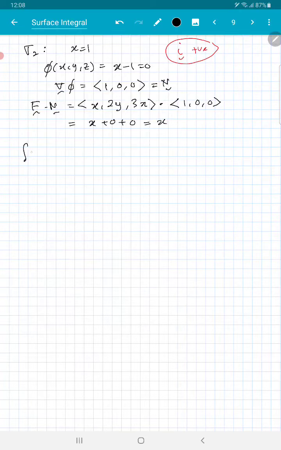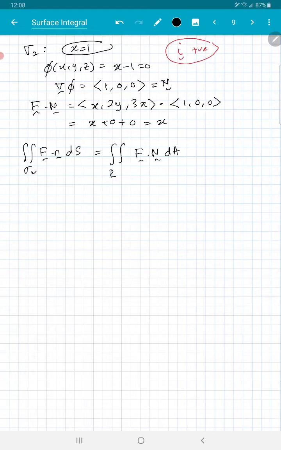So now we can evaluate the flux. F dot unit normal vector n, integrated over surface sigma. What we do is we project our surface sigma onto region R, and then n dS will be replaced by n dA. Since our surface is given as x as a function of y and z, we're going to project this onto the yz plane. We already calculated F dot n. This is equal to x over region R, which is on the yz plane.